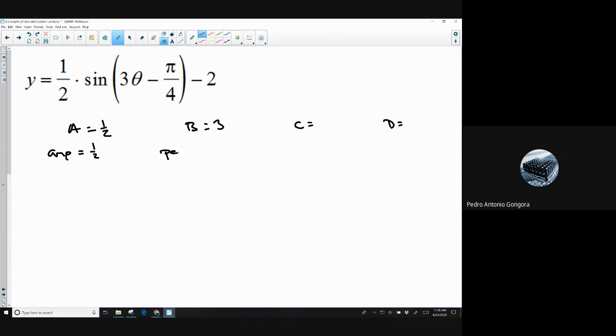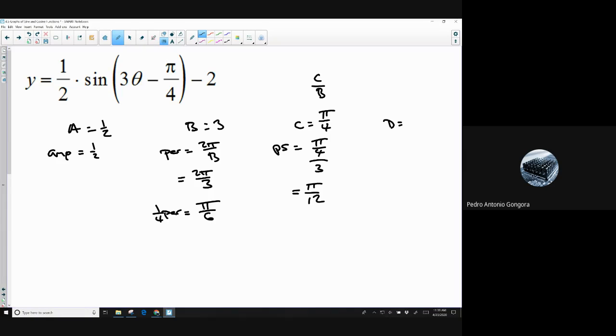B is 3. To get the period, you need the formula 2 pi over B. So that is 2 pi over 3. From the period, you get the quarter period, which would be 2 pi over 3 divided by 4, which would be pi over 6. Right, divide by 4, multiply by a quarter, so that's 2 over 12, pi over 6. C is going to be a positive pi over 4 because I want to shift the function to the right. Okay, the phase shift is going to be pi over 4 divided by 3. The formula is C over B. Okay, pi over 4 divided by 3 is going to be pi over 12.